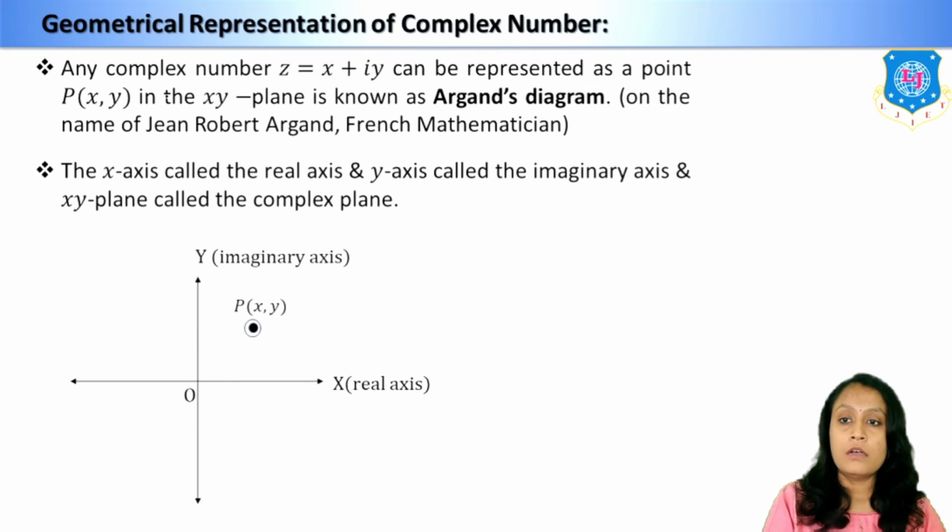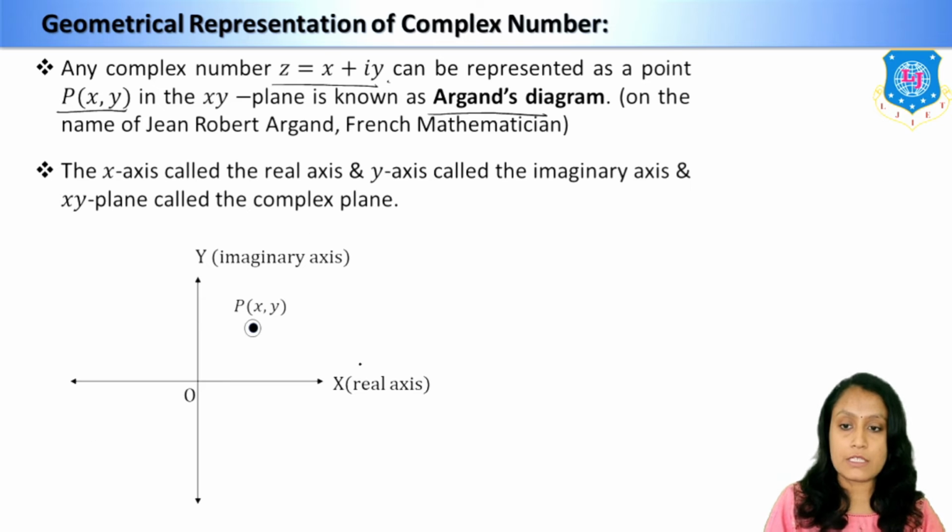Now we will study the geometrical representation of a complex number. Any complex number z is equal to x plus iy can be represented as a point p of xy. Now we know that complex number is an ordered pair, so xy, just give it a name p. And in the xy plane it is known as an Argand diagram.